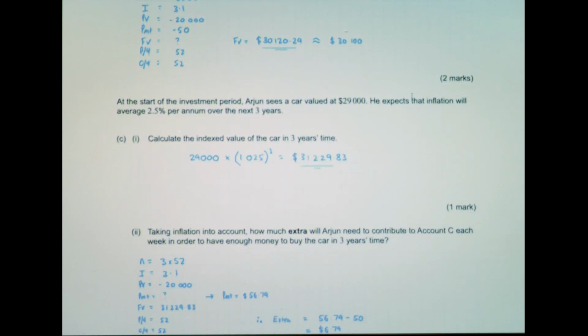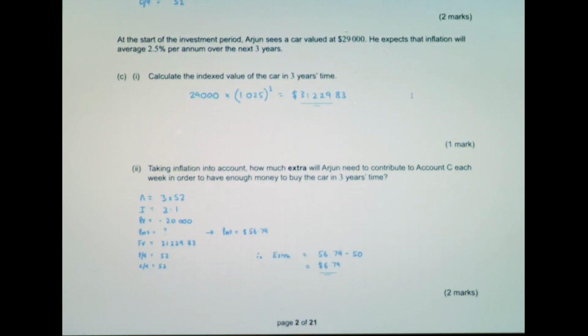Next part of the question goes on and looks at an inflation calculation. So this can obviously be done in a number of ways. You can do it by the method that I've shown here, indexing, 1.025 to the power 3, or you can do it in TVM mode, setting PY and CY as 1 with an n value of 3. You should get a very similar answer for both of them.